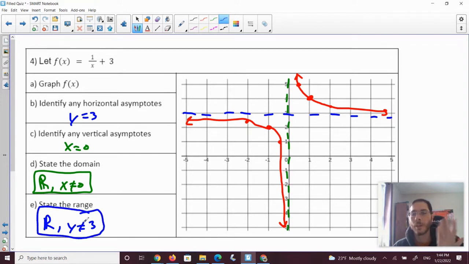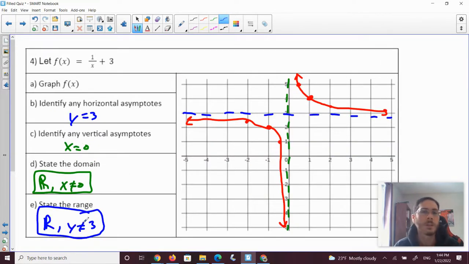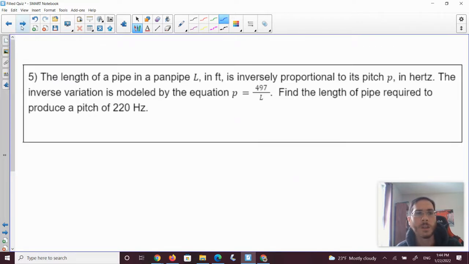All right, so did that one two ways. So I did number 3 all by hand. I did number 4 mainly using the graph from the graphing calculator. You can choose to do it however you want if you have to do something like this, but those are both of your options. All right, so for number 5, the length of the pipe in a panpipe, L, so that's a musical instrument, in feet, is inversely proportional to its pitch, P, in hertz. So it's kind of like we're making the instrument here. The inverse variation is modeled by the equation P equals 497 over L. Find the length of pipe required to produce a pitch of 220 hertz.